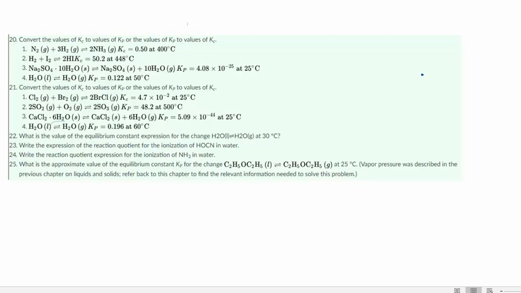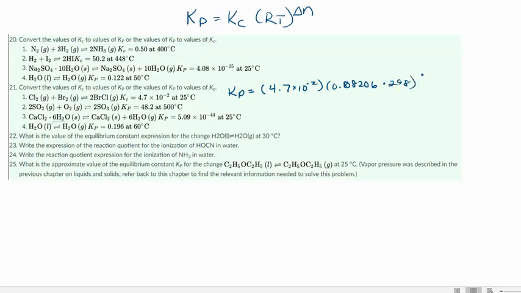Number 21 is going to be solved very similarly to number 20. So Kp is equal to Kc times RT raised to the delta n. So here we're given a Kc at 25 degrees Celsius. So we're going to calculate our Kp by filling in the values we have. We need to figure out our delta n. So here we have 2 moles of gas on the product side and 2 moles on the reactant side. So that's going to be raised to the 0 power, which means our Kp is going to be equal to our Kc, 4.7 times 10 to the negative 2.